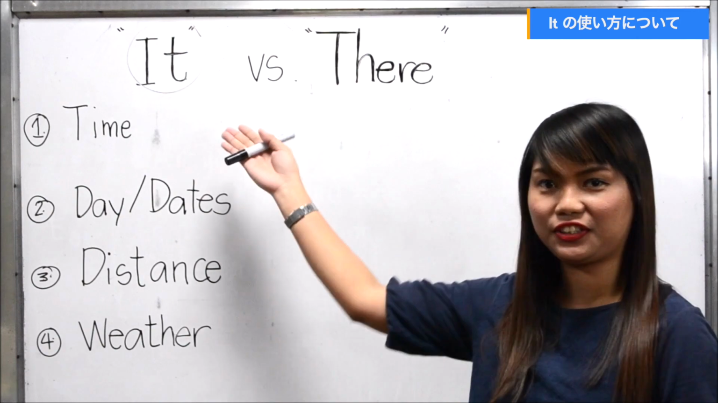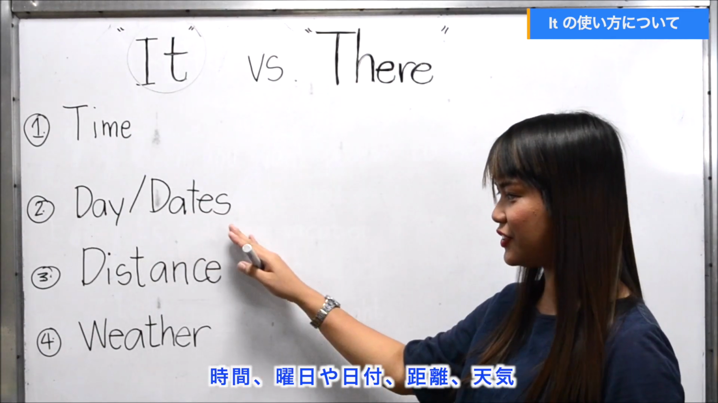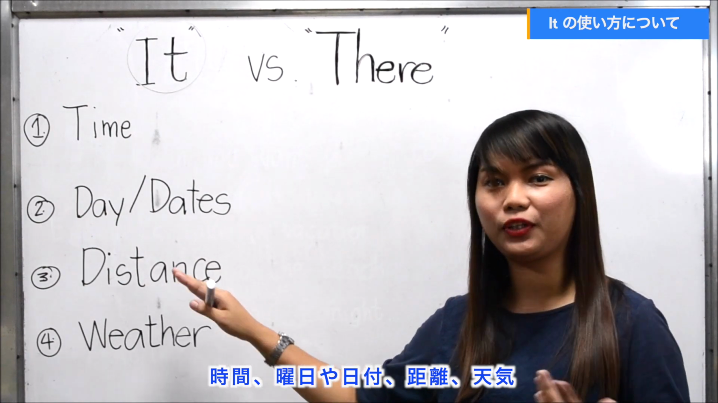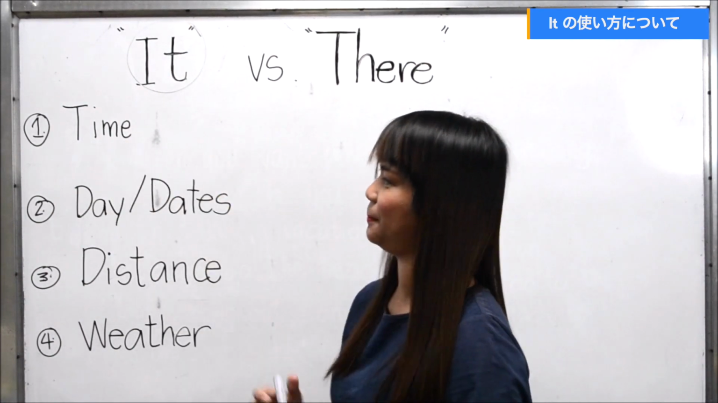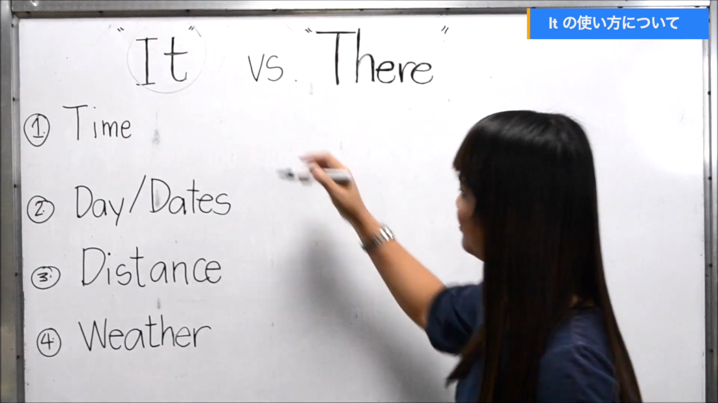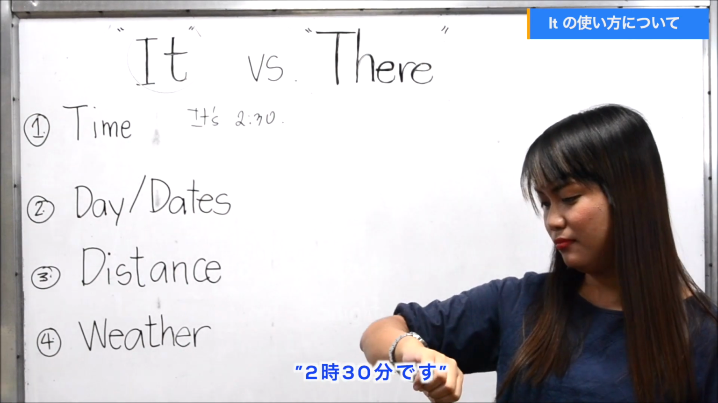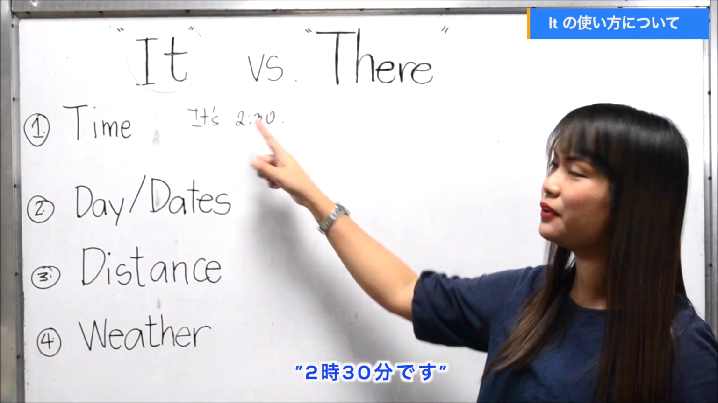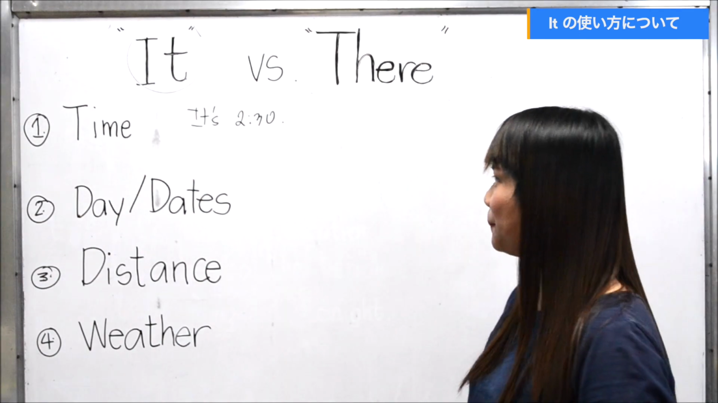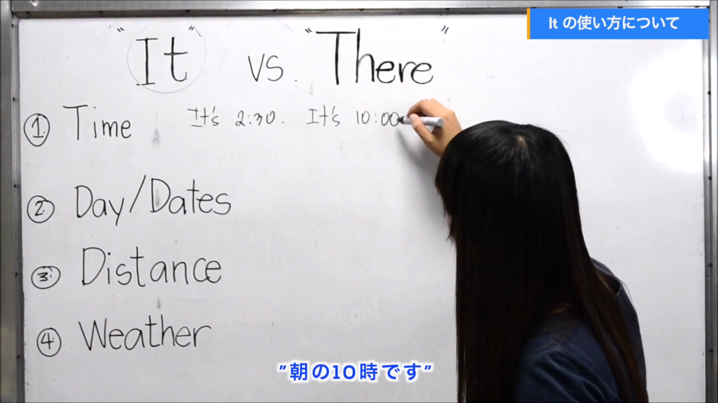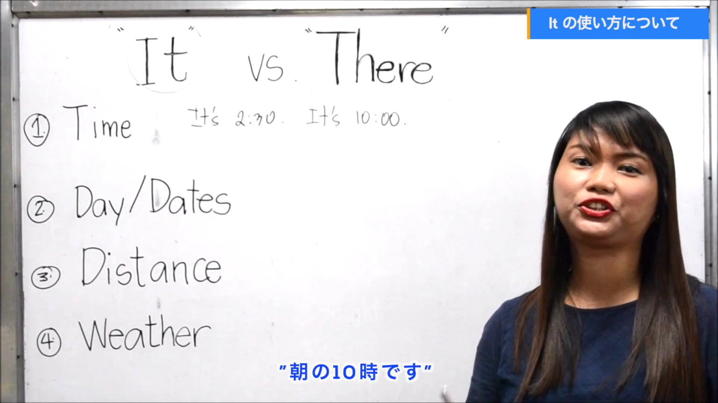To start with, let's study the word "it". We use "it" to talk about the time, day or dates, the distance, or the weather. So let's check first the word time. For example, what time is it? It is 2:30, or it's 2:30. Another example, it's 10 o'clock in the morning. It's time to watch Doraemon on TV.